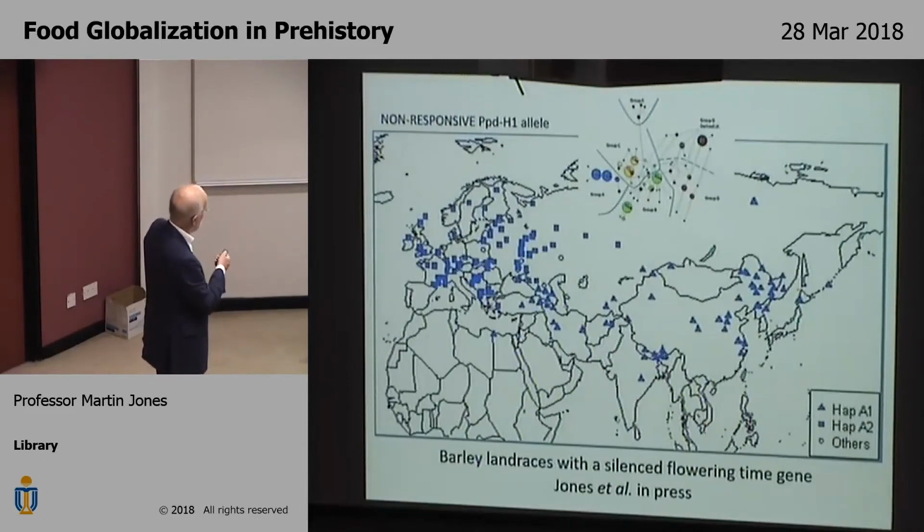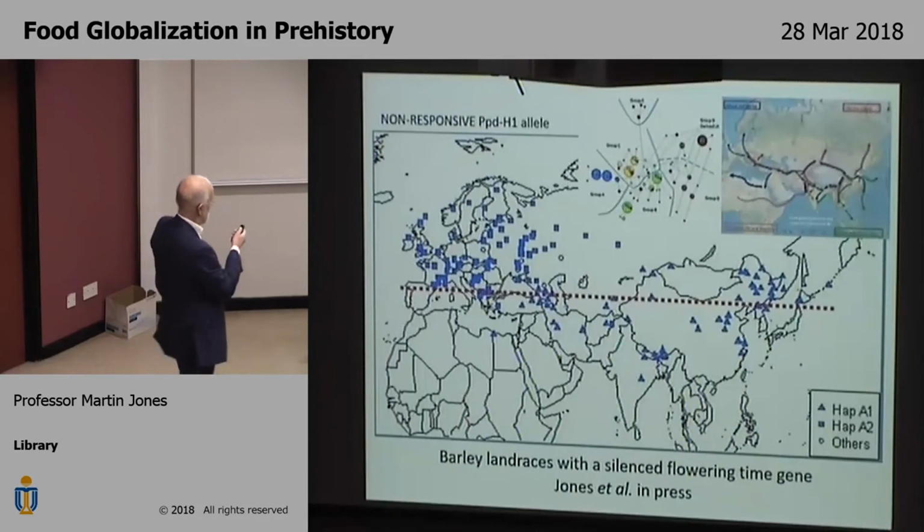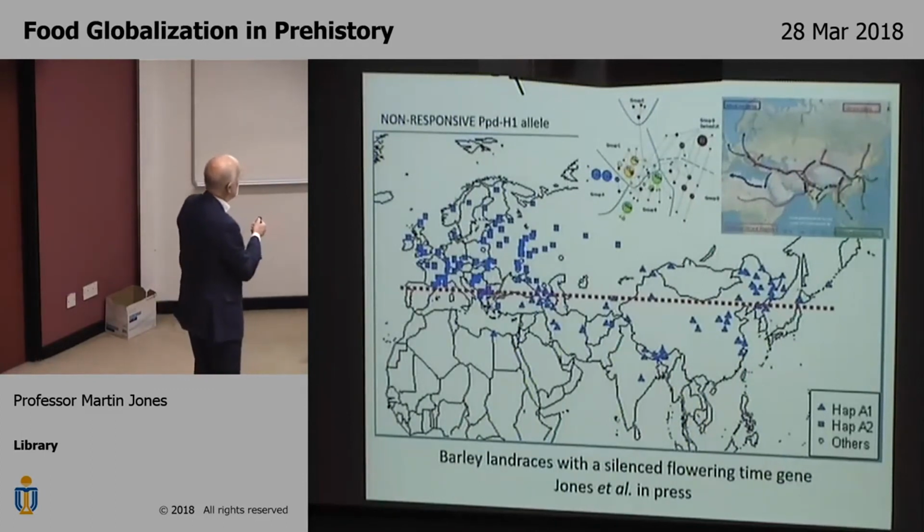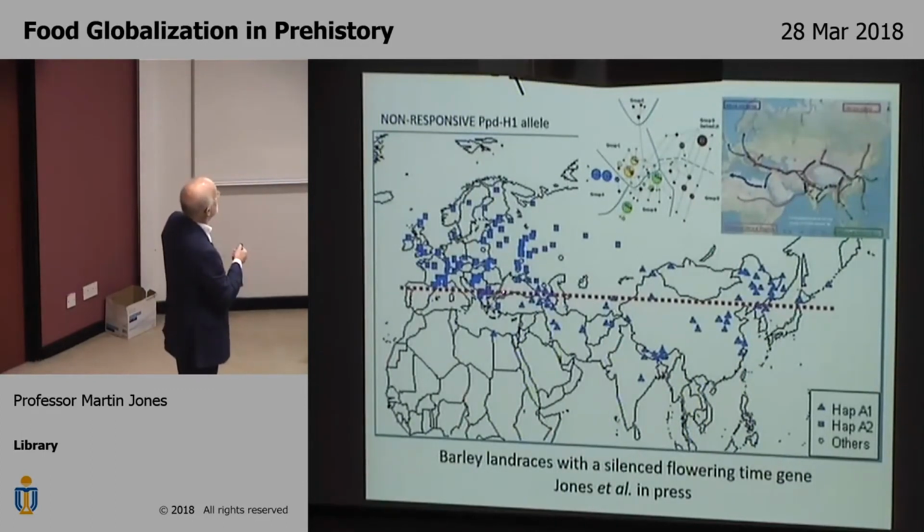And one of them is the square, and the other one is the triangle. Now, if we take that latitudinal line where they need it switched off, you can see it's a different switch. It's a different switch off in the west and the east. It's separate mutations that have allowed that.